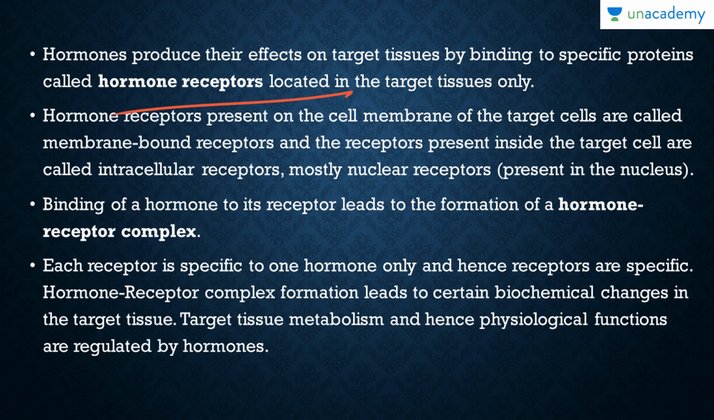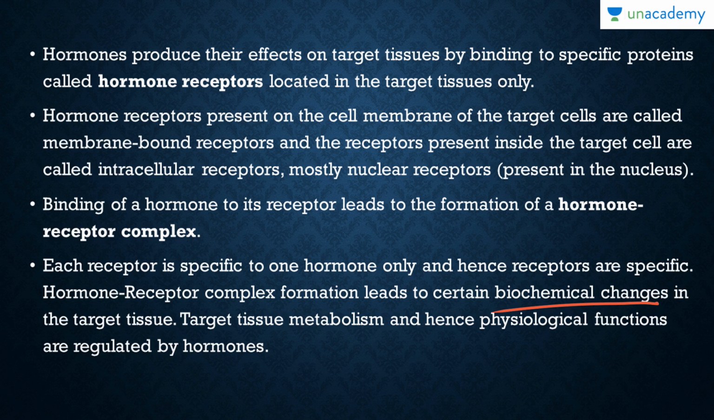Hormone receptors present on the cell membrane of the target cell are called membrane bound receptors, and the receptors which are present inside the target cell are called intracellular receptors, mostly nuclear receptors present in the nucleus. Binding of a hormone to its receptor leads to the formation of a hormone receptor complex. Each receptor is specific to one hormone only, and hence specific receptors are present. Hormone receptor complex formation leads to certain biochemical changes in the target tissue, and the target tissue metabolism and hence physiologic functions are regulated by the hormones.